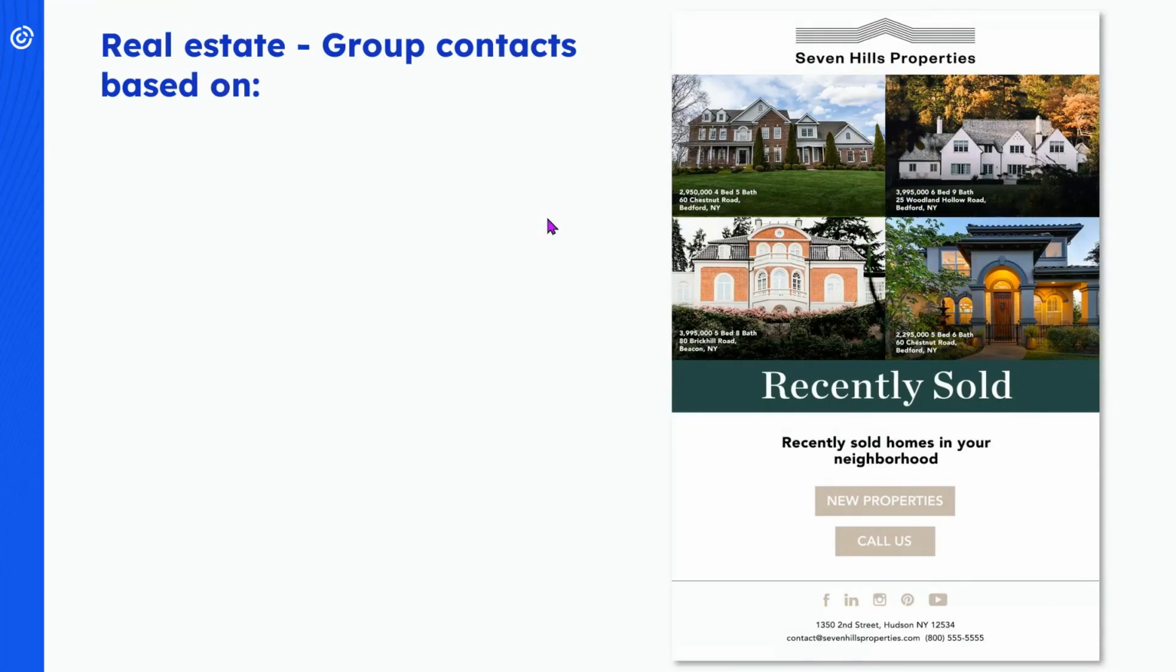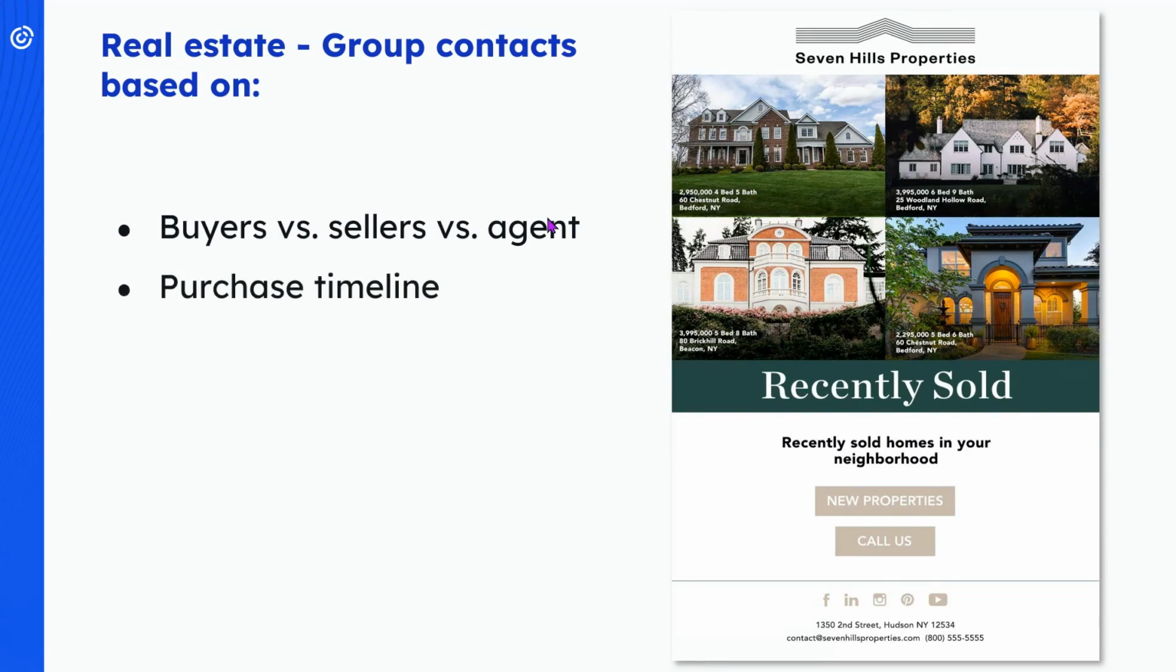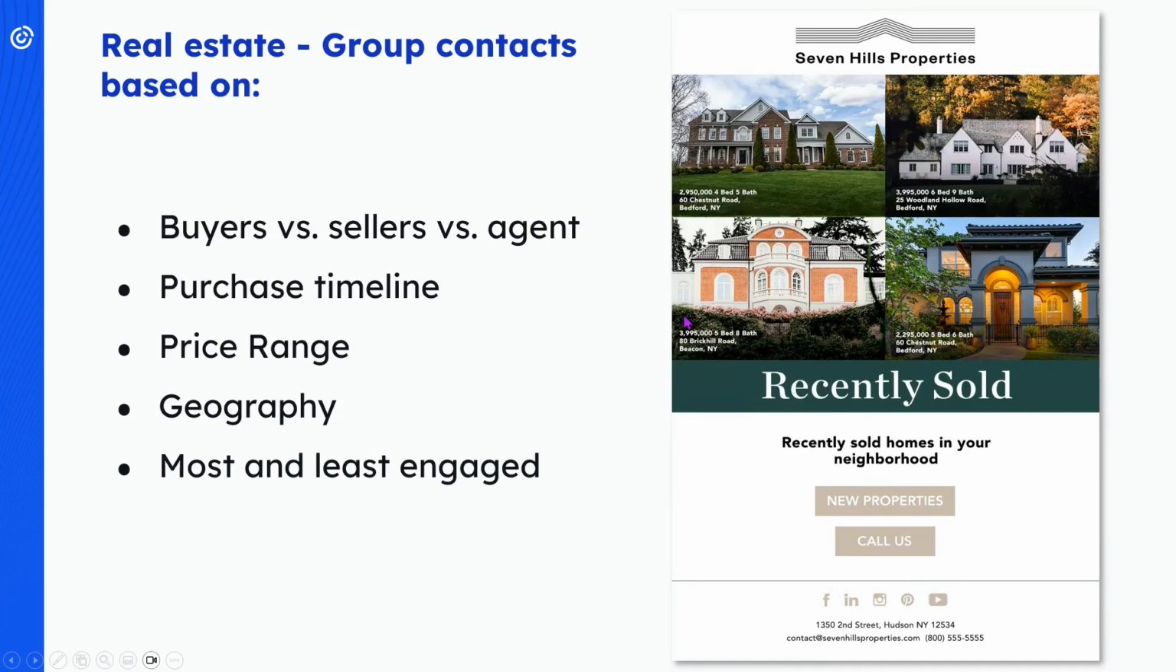Now, when it comes to real estate, some ideas on a segment are based on whether somebody's a buyer, a seller, or a real estate agent to tailor your message or your communication, the timeline in which your clients are looking to purchase, again, in order to target with specific properties. The price range somebody's looking to buy is also a great way to target with specific properties. Geography, where are they looking to buy? Another great one for certain properties. And the most and least engaged as well, in order to adjust your message to stay top of mind and to re-engage.